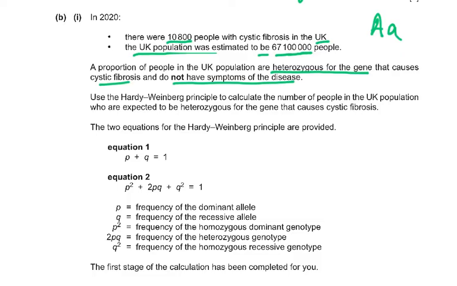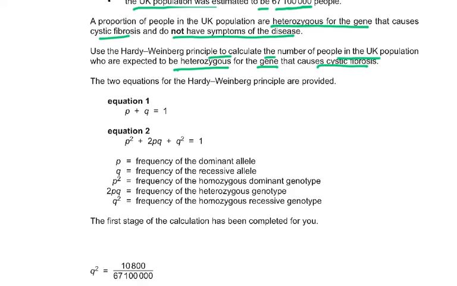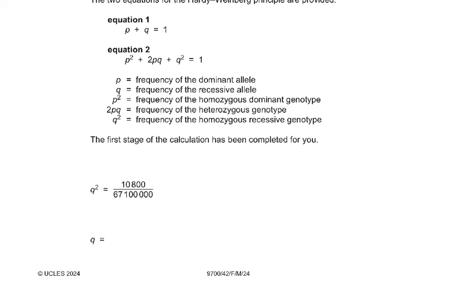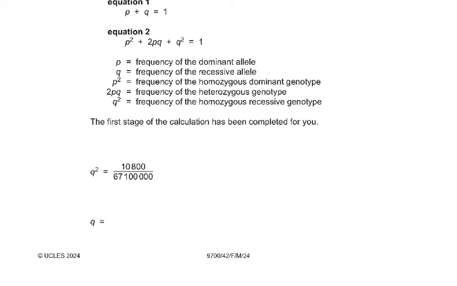Use the Hardy-Weinberg principle to calculate the number of people in the UK population who are expected to be heterozygous for the gene that causes cystic fibrosis. The equations of the Hardy-Weinberg are given: p plus q is equal to 1, p squared plus 2pq plus q squared is equal to 1, and all that. They've given you the whole information. This first stage of the calculation has been completed for you: 10,800 divided by the total.